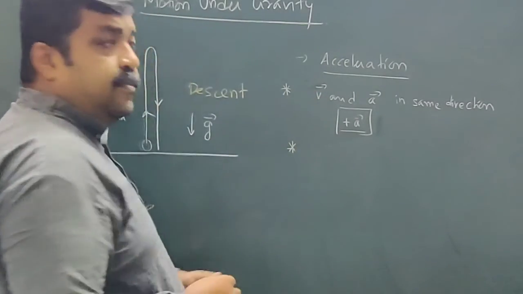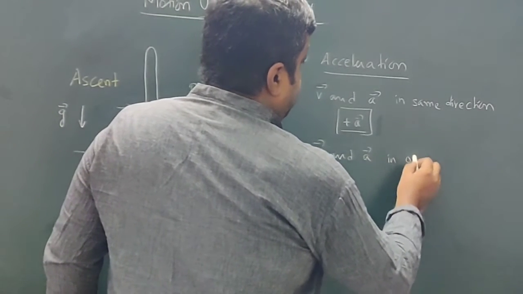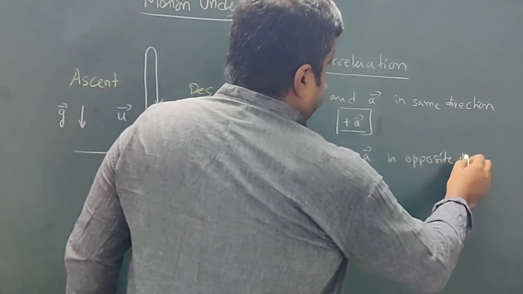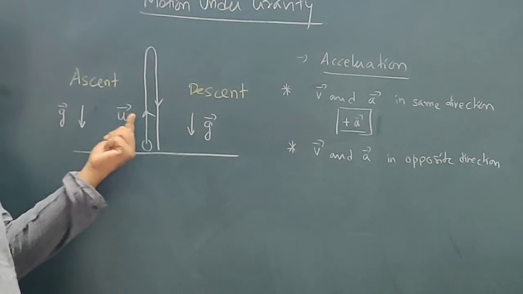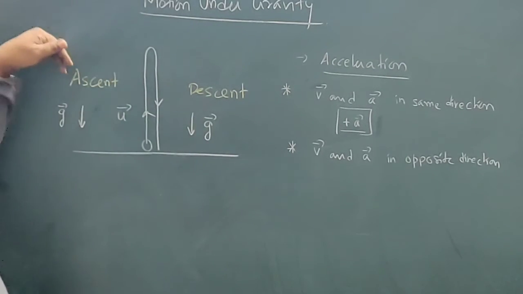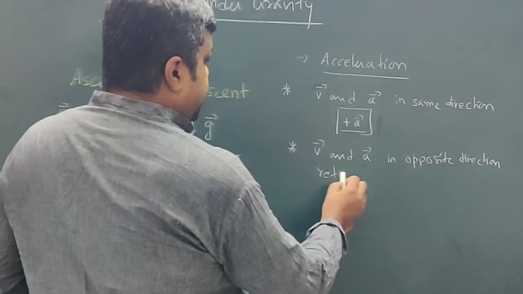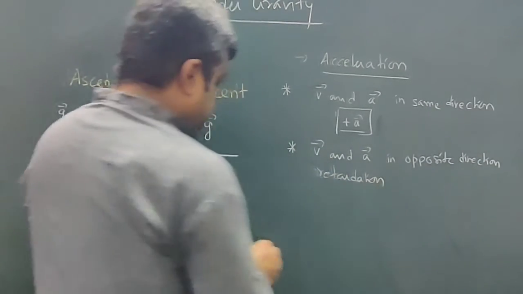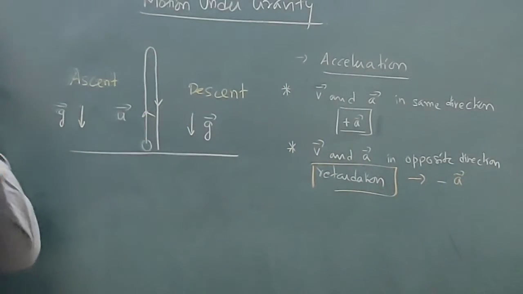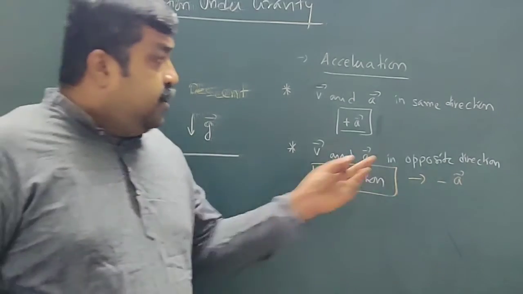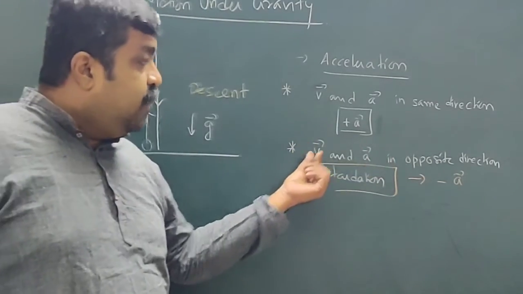Second concept, when velocity and acceleration are in opposite direction, retardation takes place. See, in this case, during ascent, velocity is in the upward direction, acceleration is in the downward direction. So velocity and acceleration are in opposite direction. So here retardation will take place. Okay, retardation. So in the expression for acceleration, we will have a negative sign. Negative sign means if velocity is positive, acceleration will be negative. So they will have opposite sign.